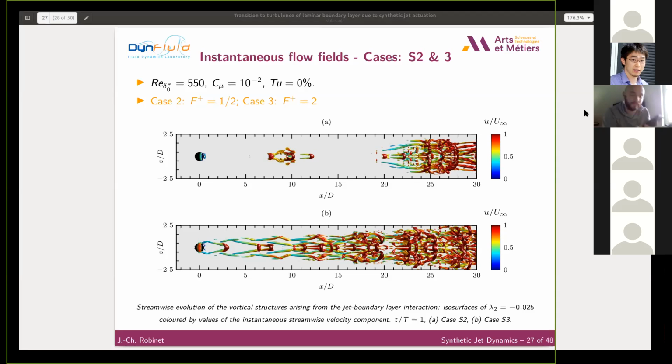The objective of the jet is to inject momentum inside the boundary layer, and this momentum must be injected near the wall. If we have a normal jet, continuous or pulsating or synthetic, it's the same idea.